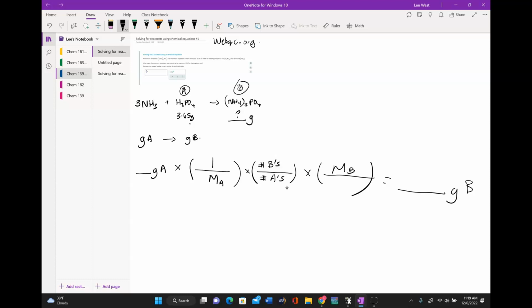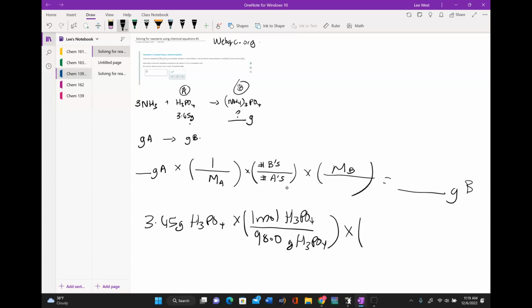So in this case, we've got 3.45 grams of phosphoric acid, and we need the molar mass here, and we know that 1 mole of phosphoric acid weighs 98.0 grams. So that's my first conversion. Then I need my number of B's, so I get 1 mole of ammonium phosphate over my number of A's, for every 1 mole of phosphoric acid. So you got that bit done.